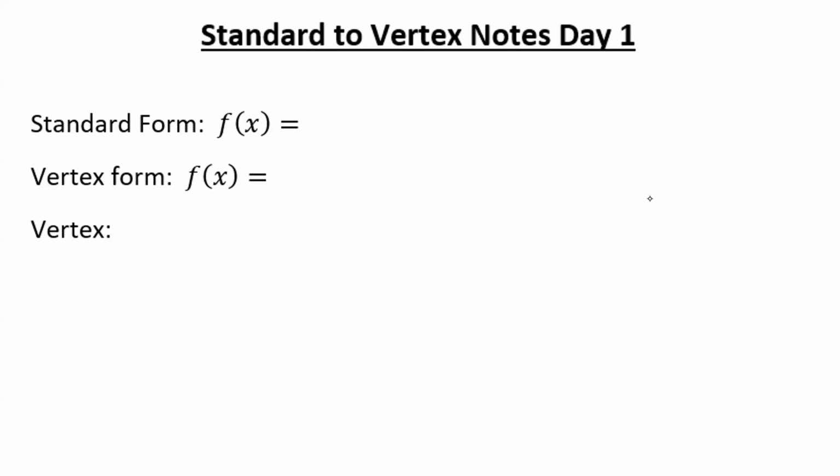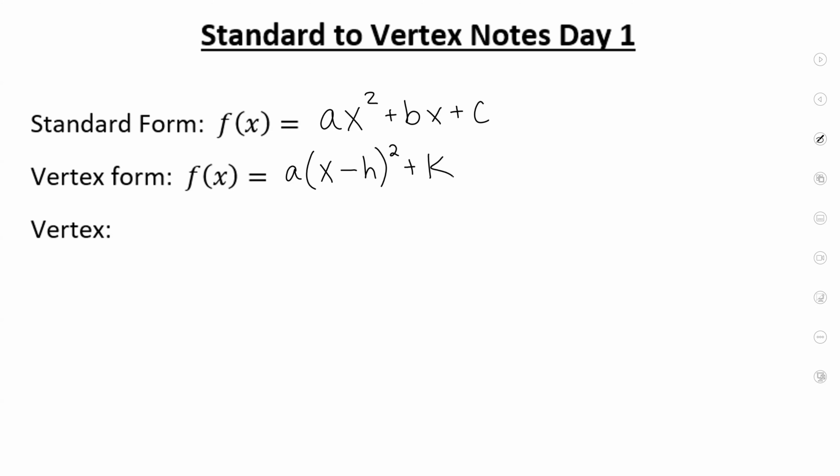Okay, so today we are learning how to convert from standard form to vertex form. Standard form looks like this: ax squared plus bx plus c. Vertex form looks like this: a(x minus h) squared plus k. So today we're going to start off with standard form, do some algebra, and end up in vertex form, okay?